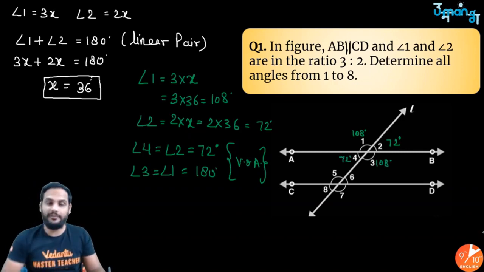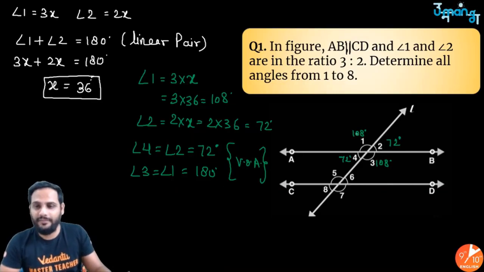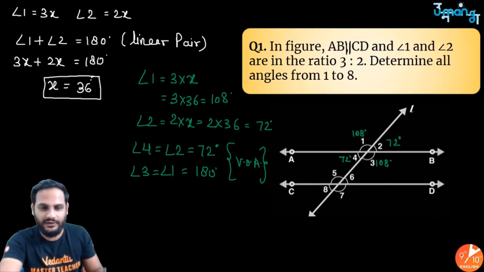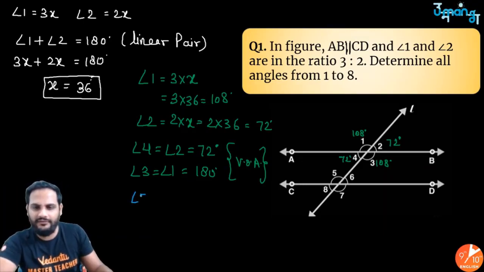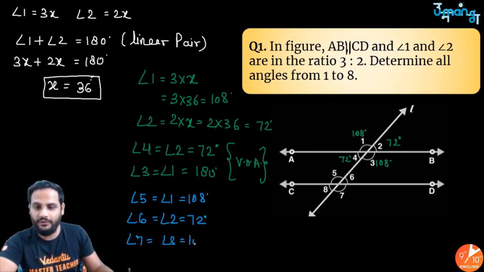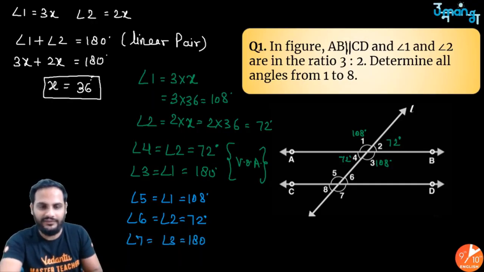अब बेटा since the lines are parallel, अगर मैं corresponding angles वाला part use करूं, तो I can say for sure कि सर जी angle 5 is equal to angle 1 is equal to 108 degrees, angle 6 is equal to angle 2 is equal to 72 degrees, angle 7 is equal to angle 3 is equal to 108 degrees, just a writing mistake. And angle 8 will be equal to angle 4, which is equal to 72 degrees.